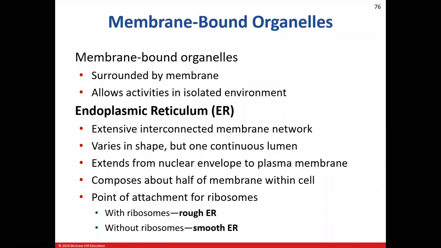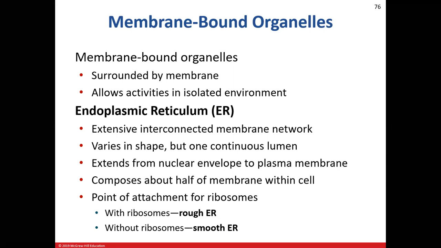Today we pick up in chapter 4, and we're actually going to start looking at different parts of the cell, specifically different organelles of the cell. Now, the first grouping of organelles that we're going to look at are membrane-bound organelles. Membrane-bound organelles are surrounded by some sort of membrane, and it allows them to perform their activities essentially in an isolated environment since they are surrounded by a membrane.